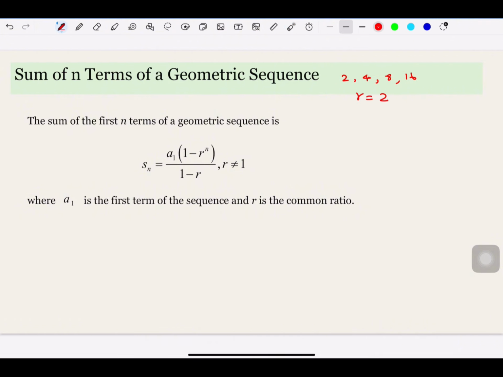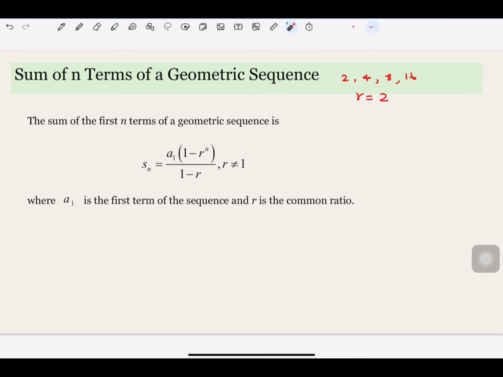Okay, so what is the formula for the sum of the first n terms in a geometric series? If you want to find the sum of the first n terms of a geometric sequence, you can use this formula over here. In this formula, S sub n represents the sum of the first n terms, a sub 1 represents the first term of this geometric sequence, r represents the common ratio, and n represents the number of terms. This is something you have to remember, and it is very important.